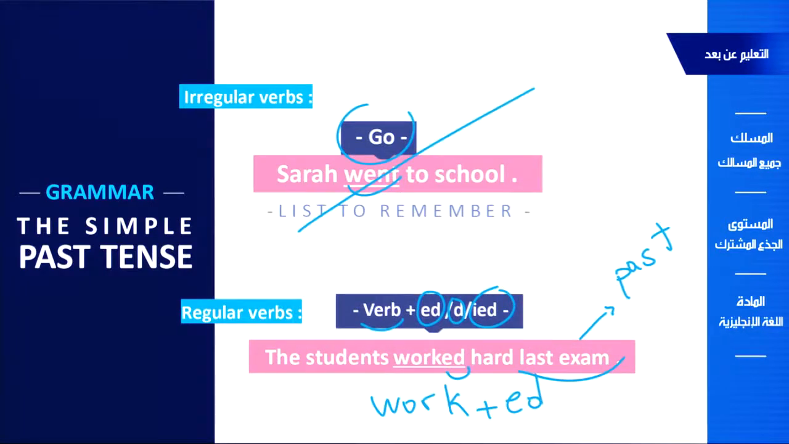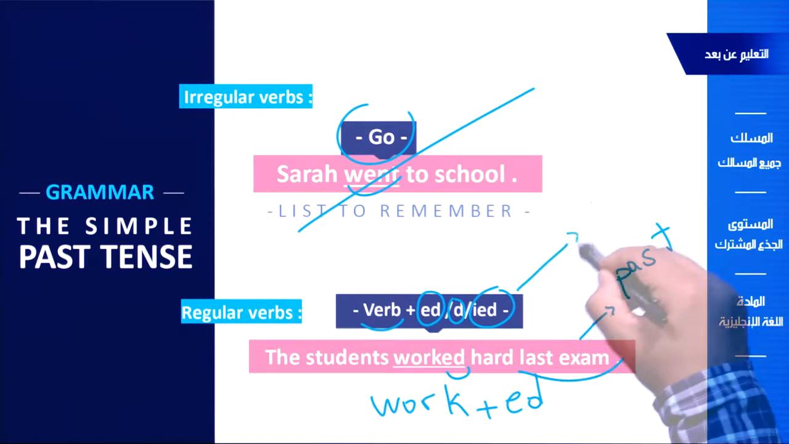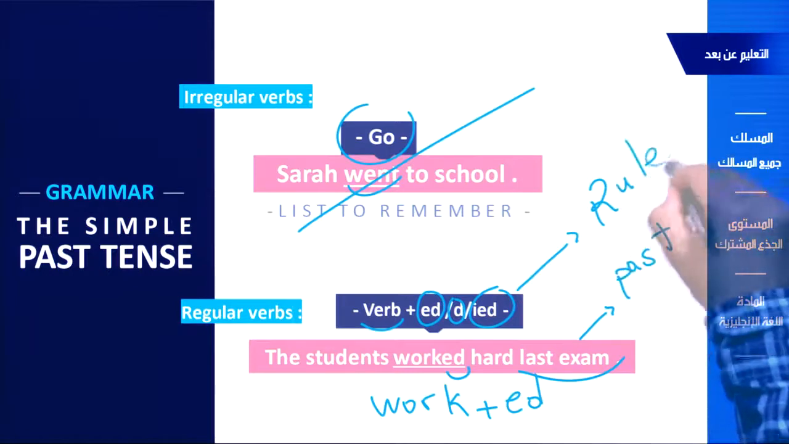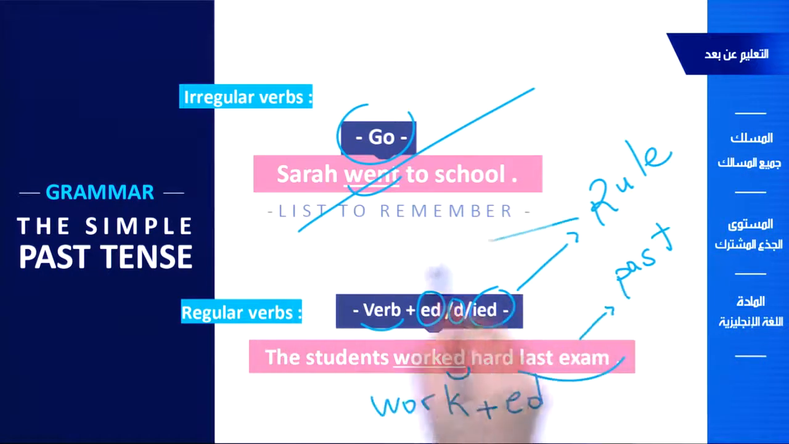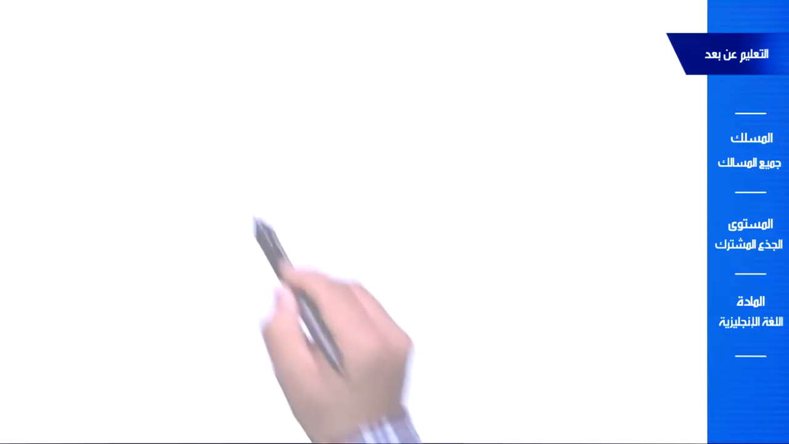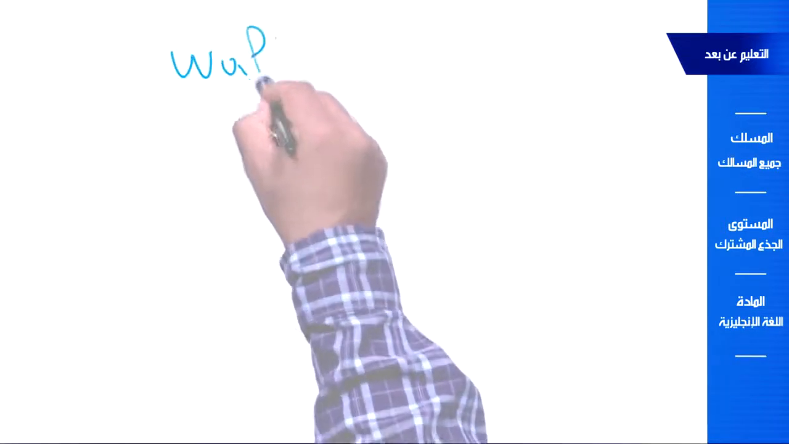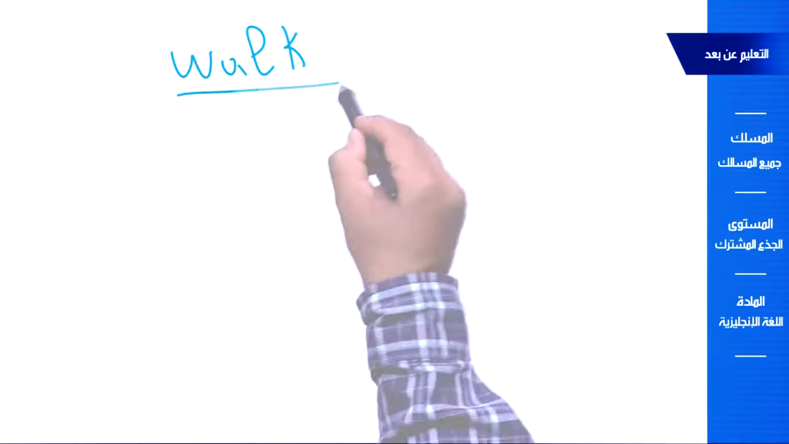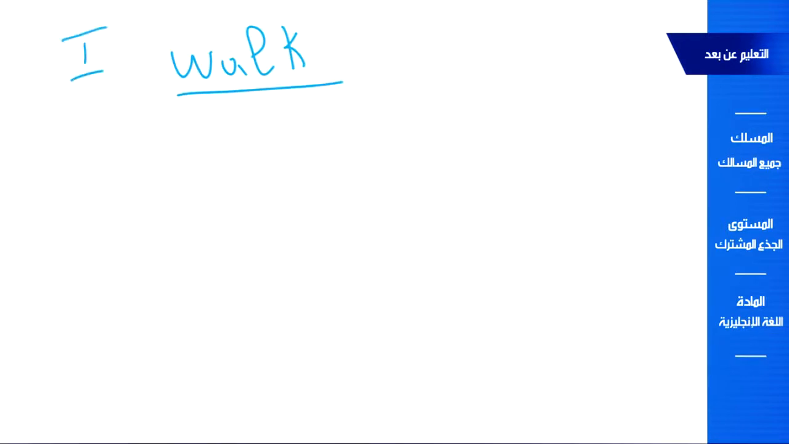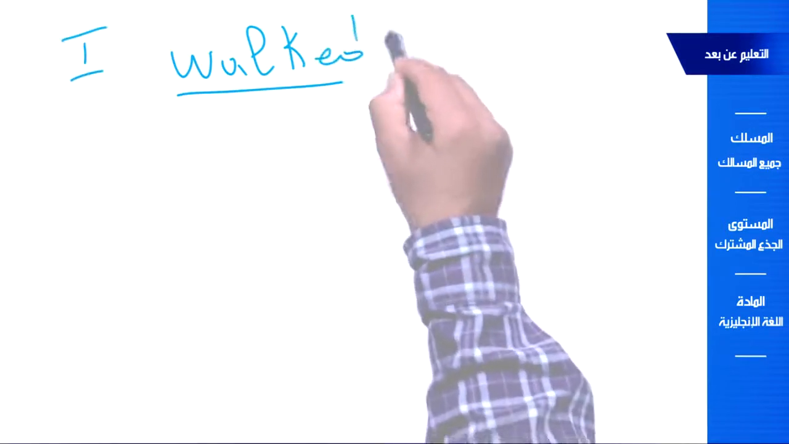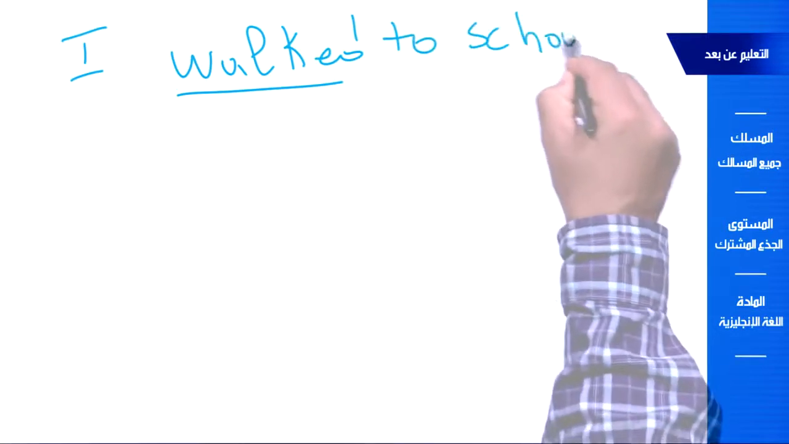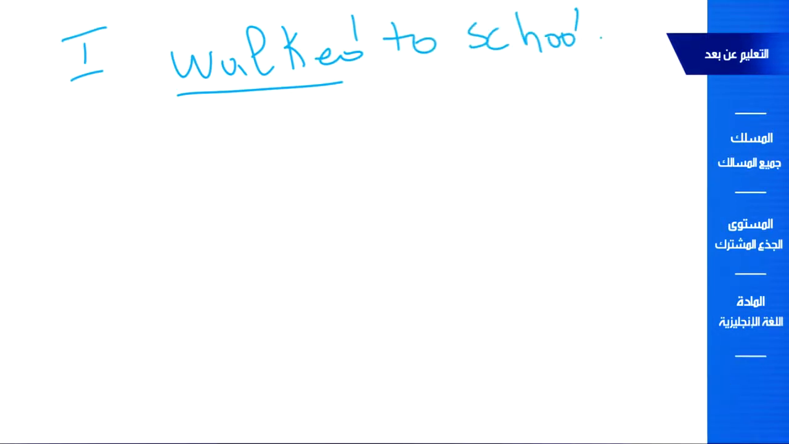So as I said, we have a sentence, we have the subject plus verb plus what? D, ed, ied. This is the rule of regular verbs: verb plus D or ed or ied. Let me give you some examples now. Let's have, for example, the verb to walk. I want to talk about walking, so I say: I walked to school yesterday.